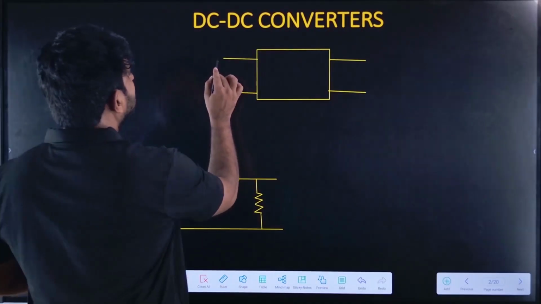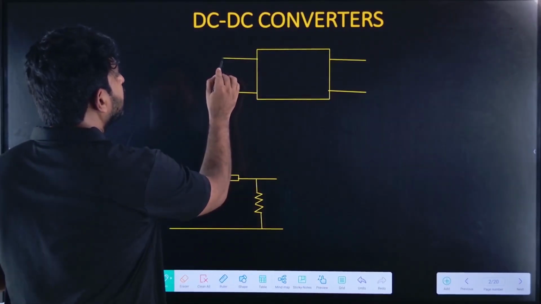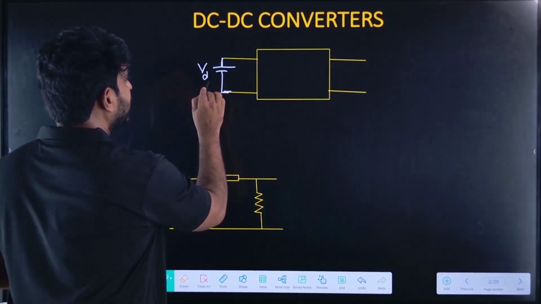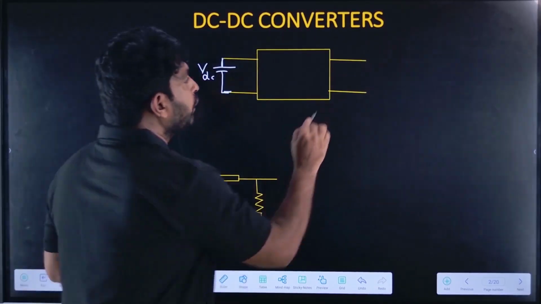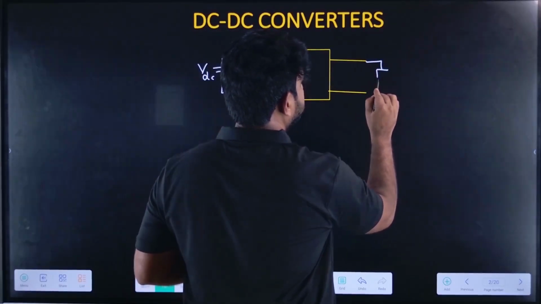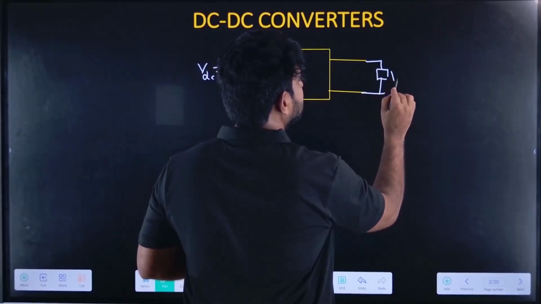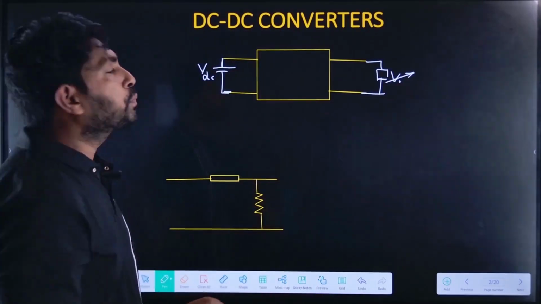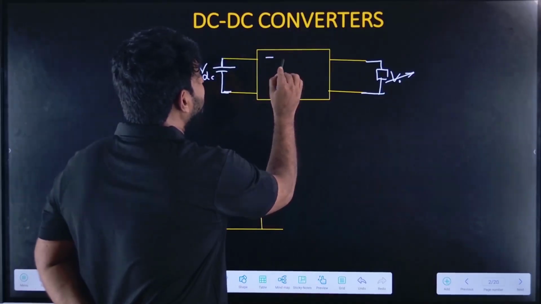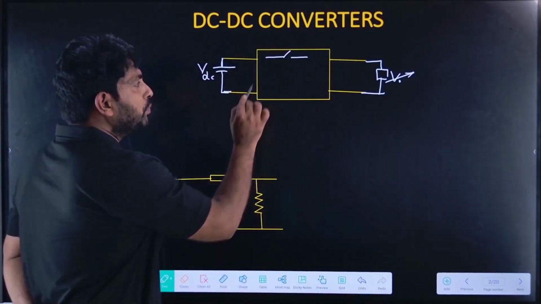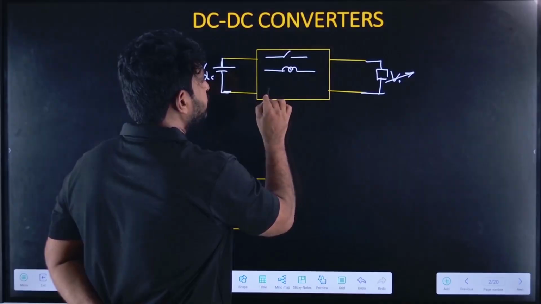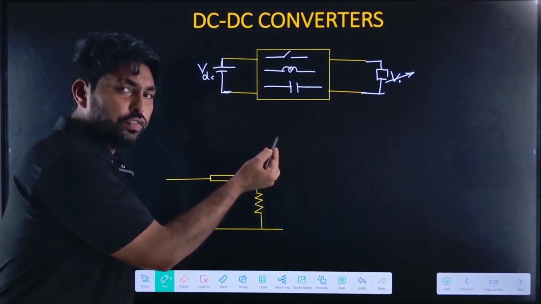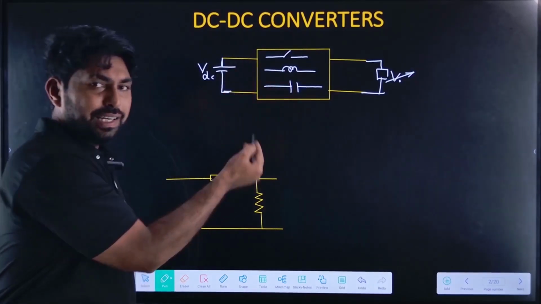Now, in a DC to DC converter, the input voltage is fixed. Let us assume that it is VDC. If I connect the load here, the output voltage is variable. I can get the variable output voltage. So how could I get the variable output voltage? Here the elements of the DC to DC converter are switch, inductance and the capacitor. So the DC to DC converter circuit consists of a switch, inductor and the capacitor.